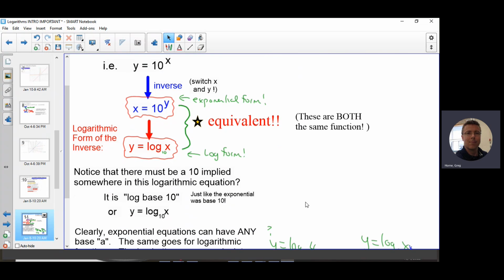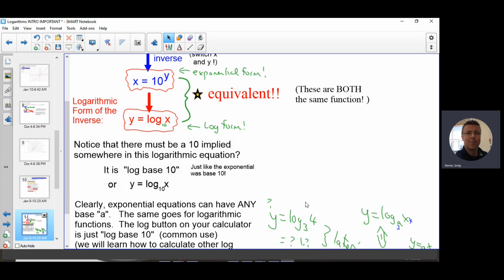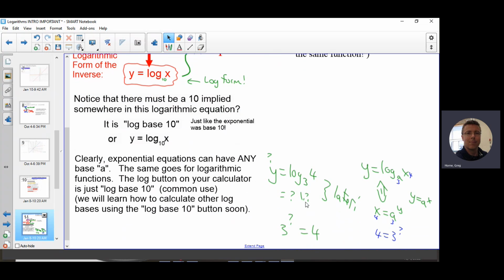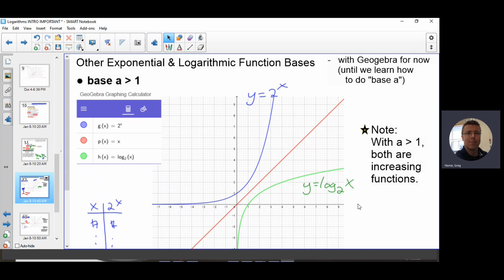You'll see that in the videos soon. But just to demystify what the log button really is, you can have any base there. This is what it goes into here, where if you think of 4 equals 3 to the power of what, if you're converting between the two, that's what you're going to be doing soon. Not really yet, so I'm just glossing over it.